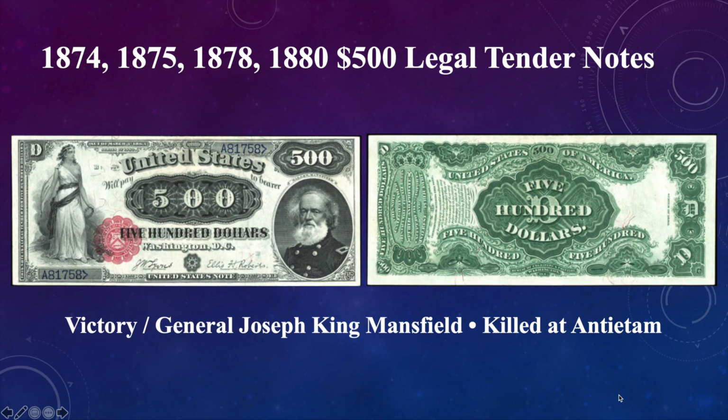And then next up, we have these legal tender notes from 1874, 75, 78, and 80. They're very similar, each of them, and they have a really gorgeous back that I did want to show off to you guys. It shows an emblem of victory, and then General Joseph King Mansfield. He was killed at Antietam. There were people firing into some woods. He thought that they were doing friendly fire, but it turns out that they were not, and he was shot by a group of Confederate soldiers in the woods.